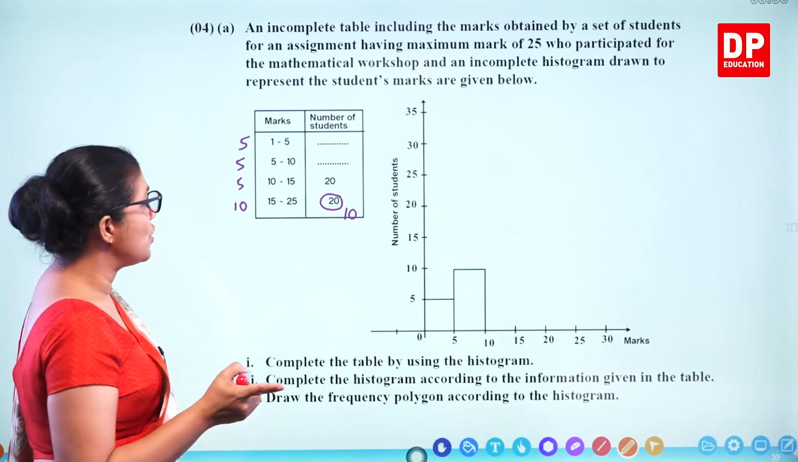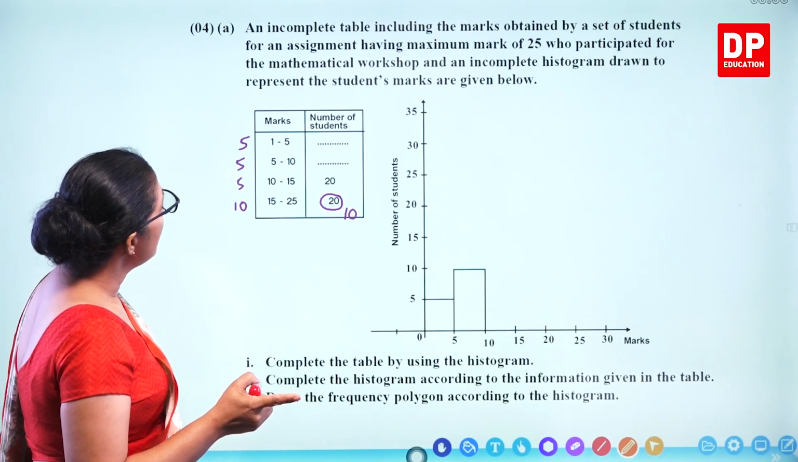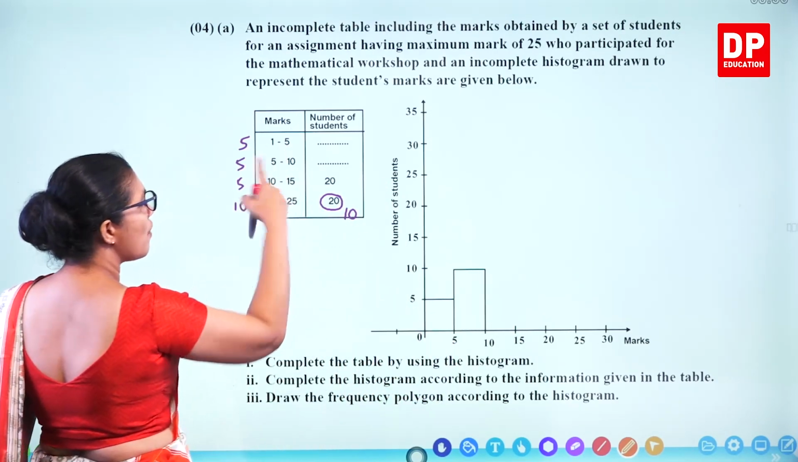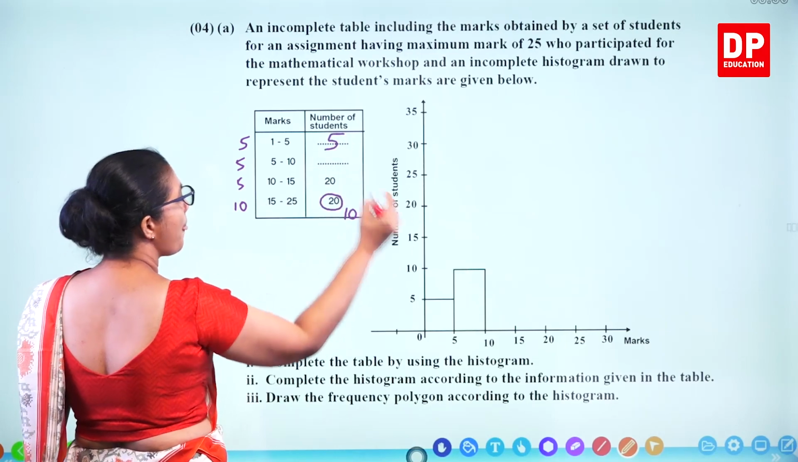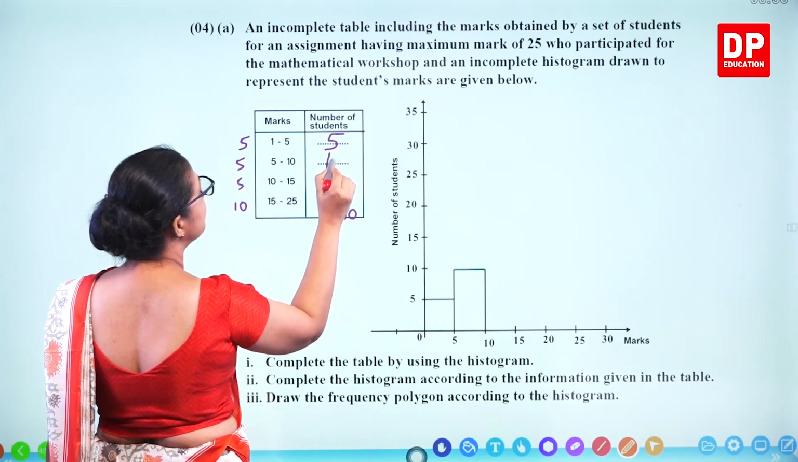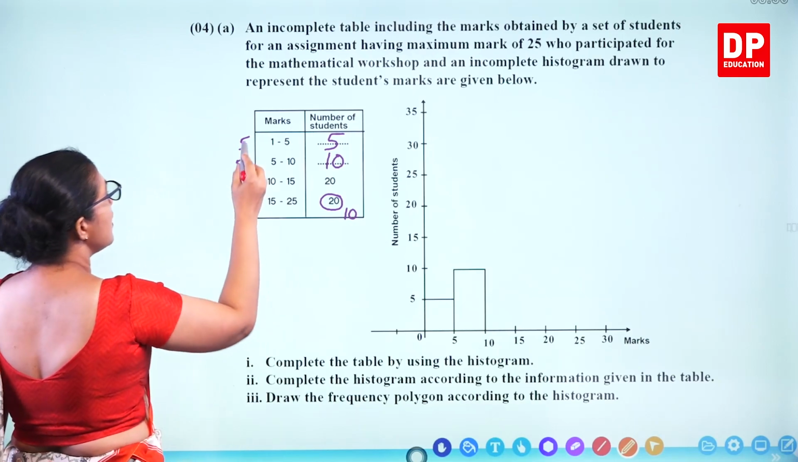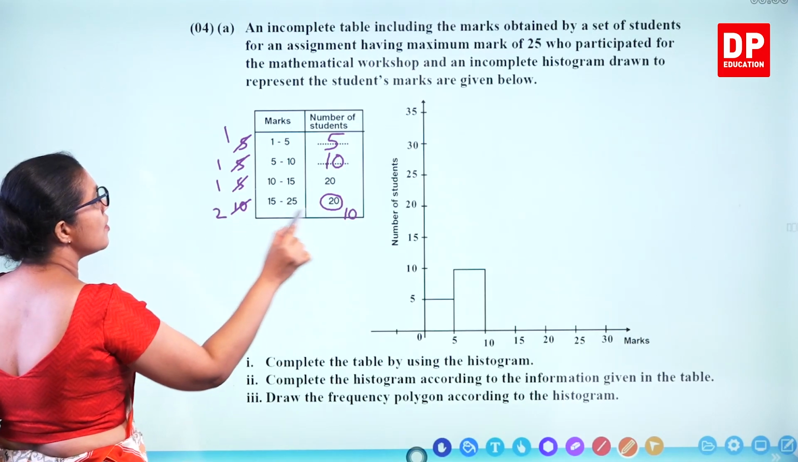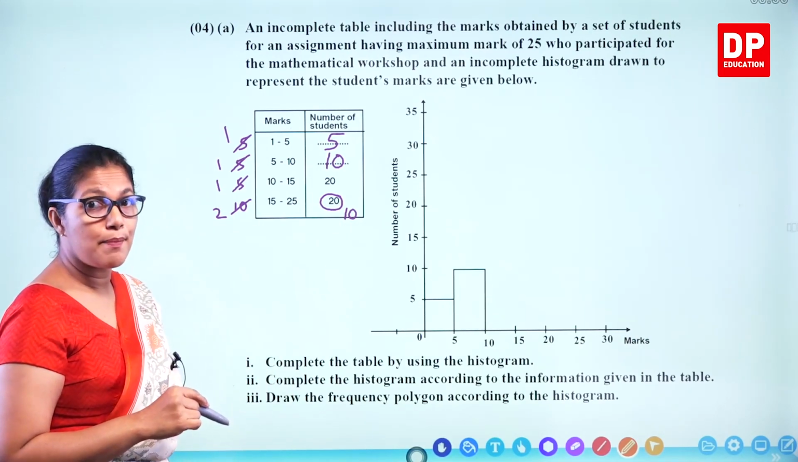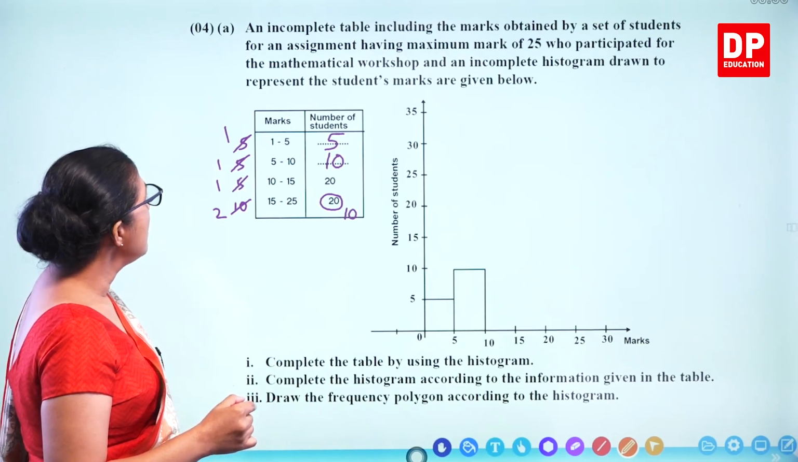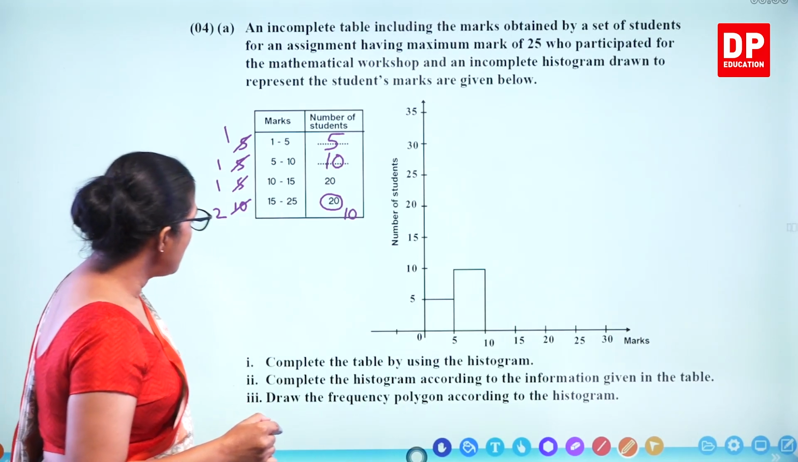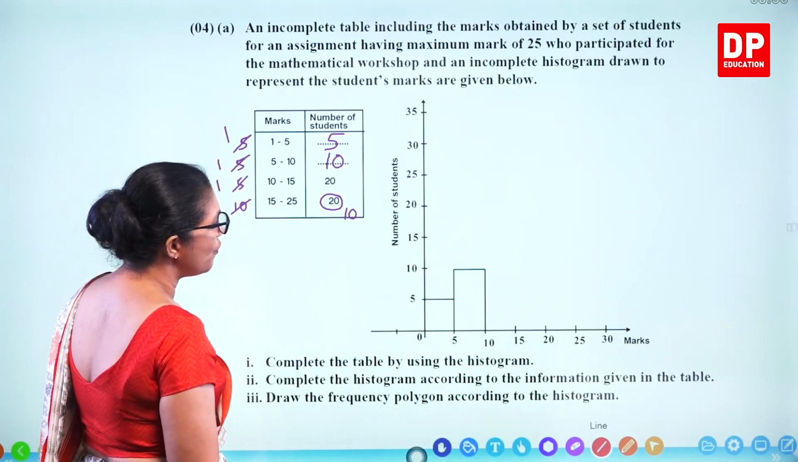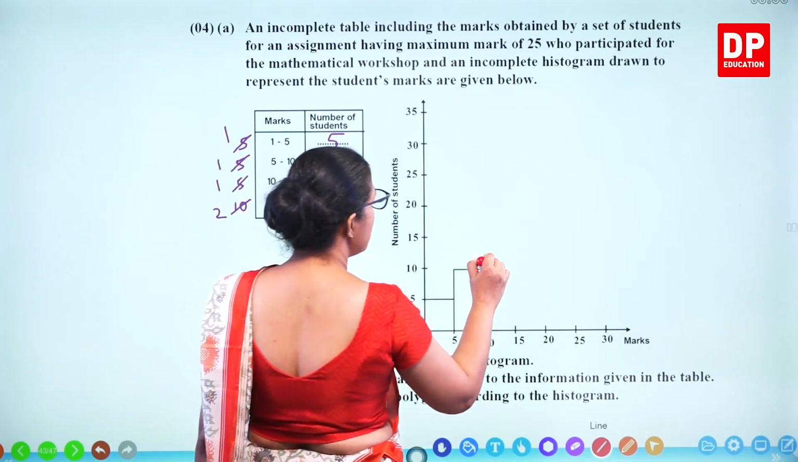The frequency changes. Now we can check the frequencies. Number of students here, 0 to 5 or 1 to 5. This is 5. 5 to 10 is 10. So here you have to divide everything by 5. That's why you have to divide this by 2. So 20 divided by 2, 10. Now we can complete the histogram. 10 to 15, that's 20.